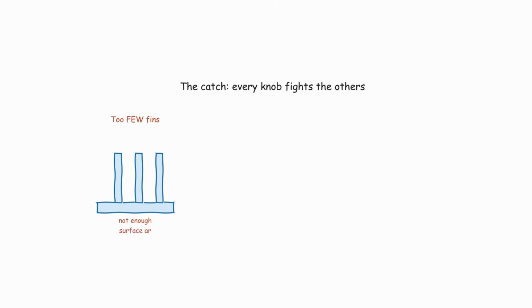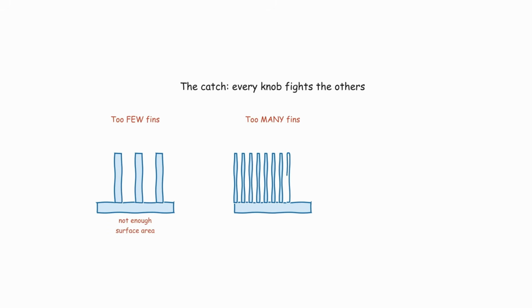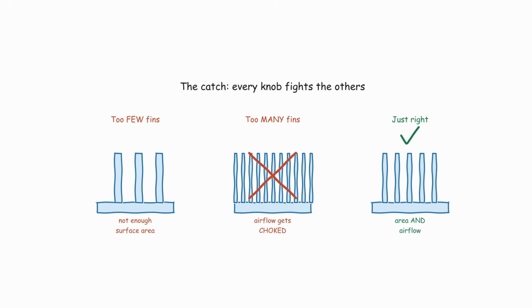Okay, so what can we actually change? It comes down to 3 knobs. How many fins, how thick each one is, and how tall they are. That's it, 3 numbers. And your instinct is probably easy, just cram in as many fins as possible. More fins, more surface area, more cooling, right?